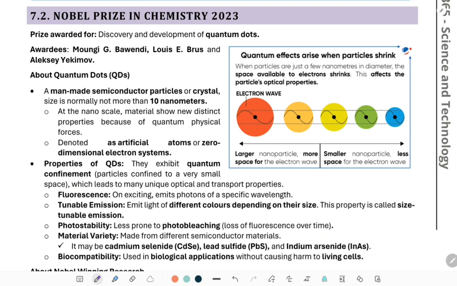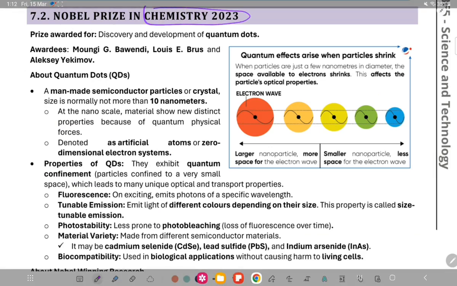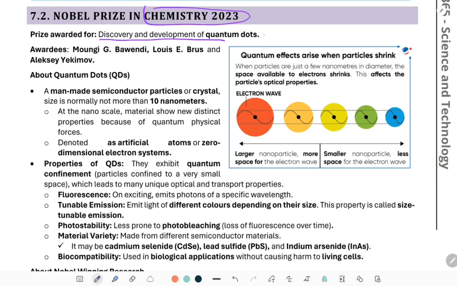Next, Nobel Prize in Chemistry 2023, a prize awarded for the discovery and development of quantum dots. Awardees are Moungi G. Bawendi, Louis Brus, and Alexei Ekimov. We'll see about these quantum dots.